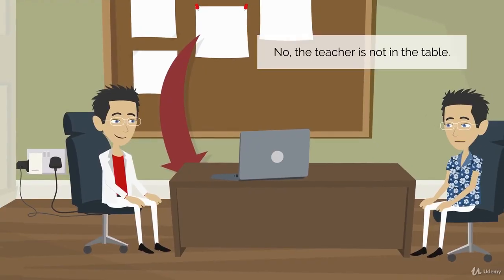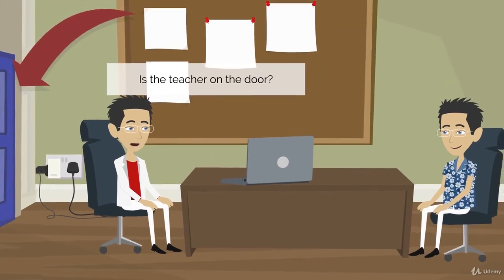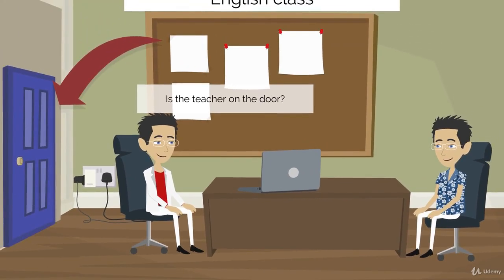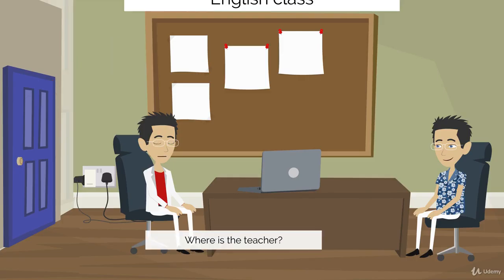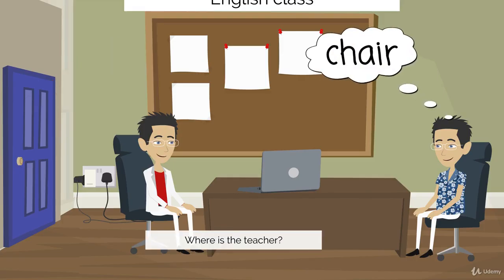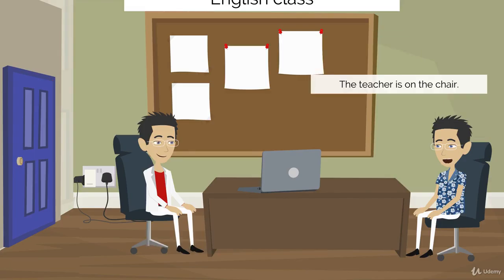Is the teacher in the table? No, the teacher is not in the table. Is the teacher on the door? No, the teacher is not on the door. Where is the teacher? The teacher is on the chair.